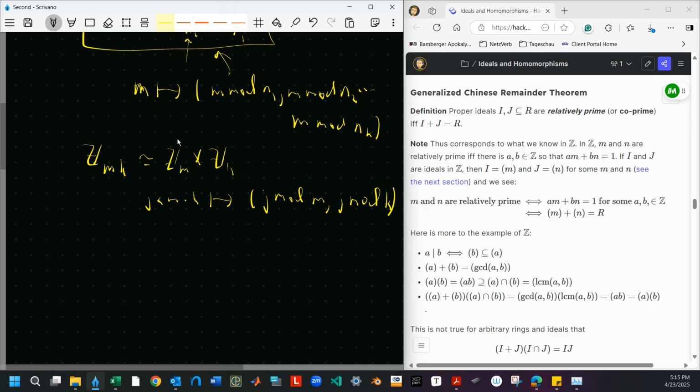Since m and k are relatively prime, we have xm plus yk equal to 1 for some x and y, in the integers. Everything's in integers here.